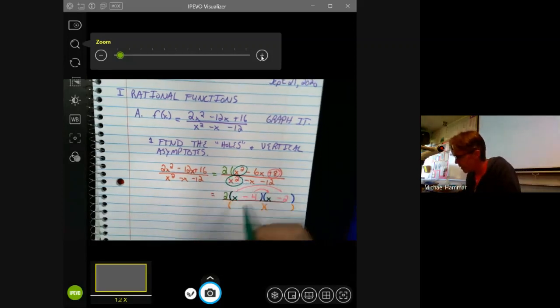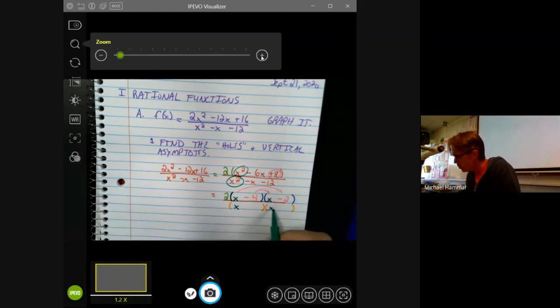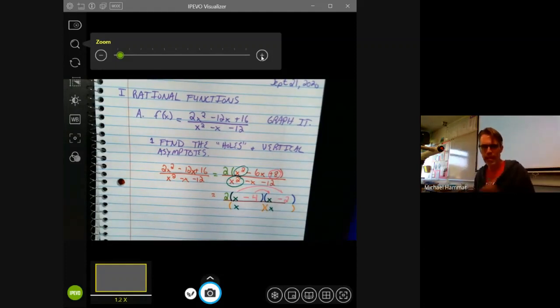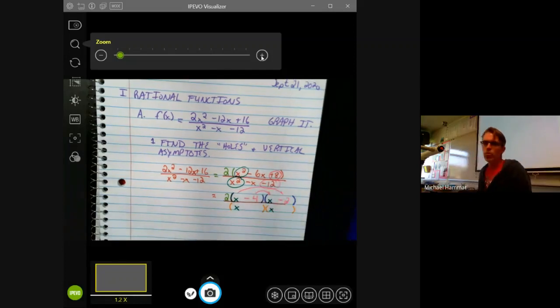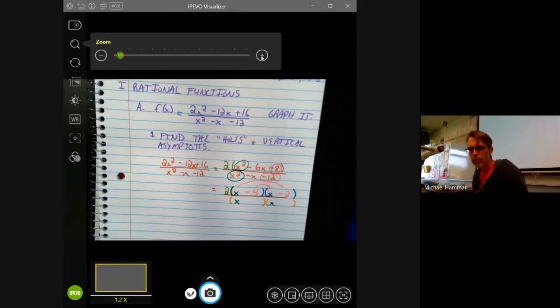Okay, let's start with our x squared and let's split those up. So x squared is split into x times x. And now we need to think about this negative 12. So what times what gives you negative 12? But it needs to add up to the negative x here in the middle. So I'm thinking in my head, negative 4 and positive 3.